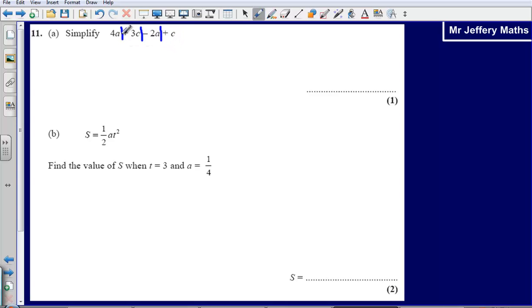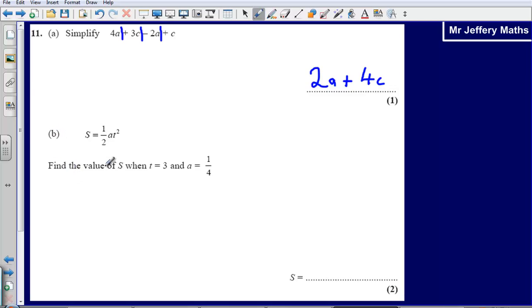It's up to you. So I've got 4a minus 2a. That's going to give me 2a in total. So I've got 4 A's, take away 2 A's, that's going to give me 2a. Then I've got plus 3c plus another c. So I've got how many c's in total? 4c. So I've got 2a plus 4c.